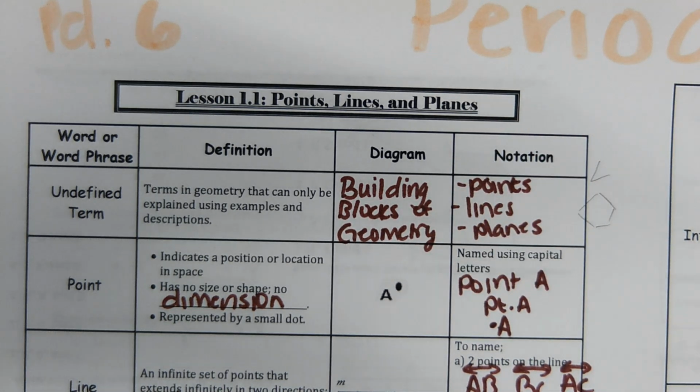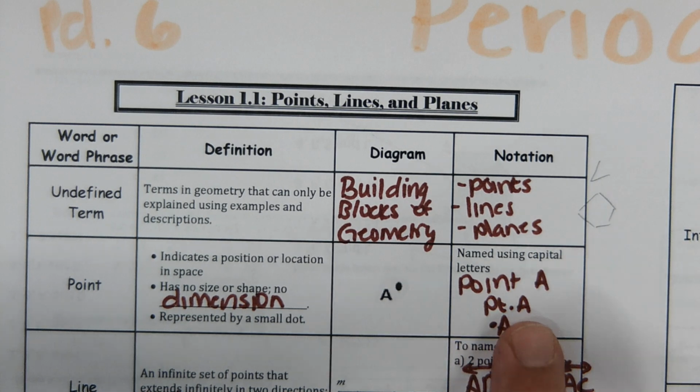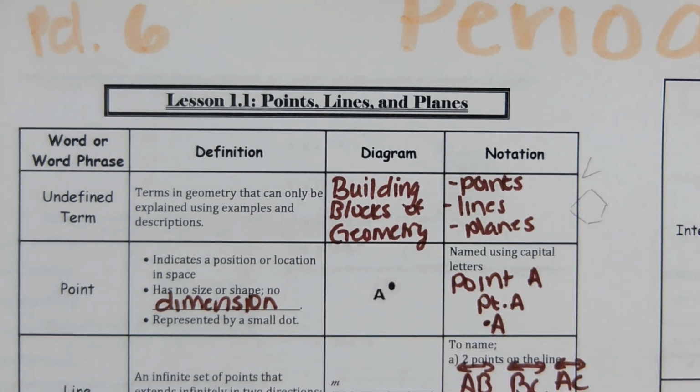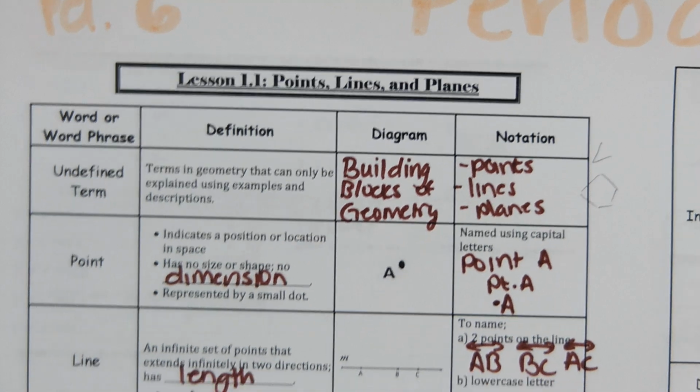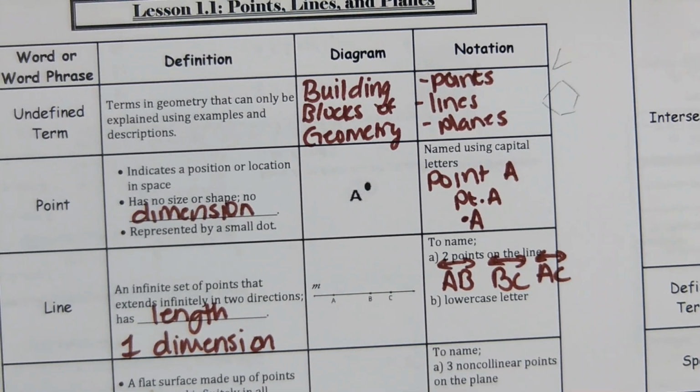To name a point, we either say point A written out, you could abbreviate it, or draw it, just point A. Also, in the honors classes, I noticed that students prefer if I just go through it quickly. If you ever want me to slow down, let me know.